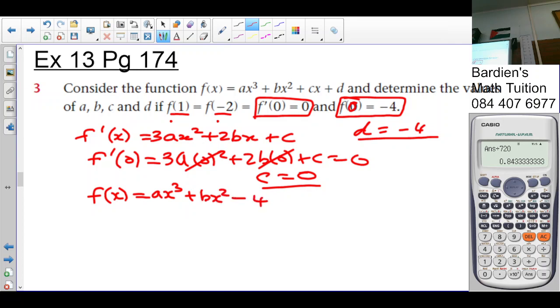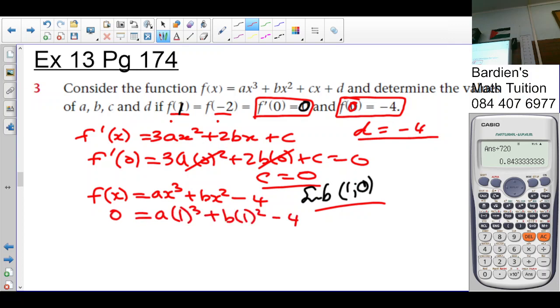That's my equation. So what I do is I substitute 1 and 0. That was a coordinate. Okay, that is also an x-intercept: 1 and 0. So x is 1 and y is 0. So 0 is equal to a into 1 cubed plus b times 1 squared minus 4. Make a the subject of the formula: a equals minus b plus 4. That's equation 1.